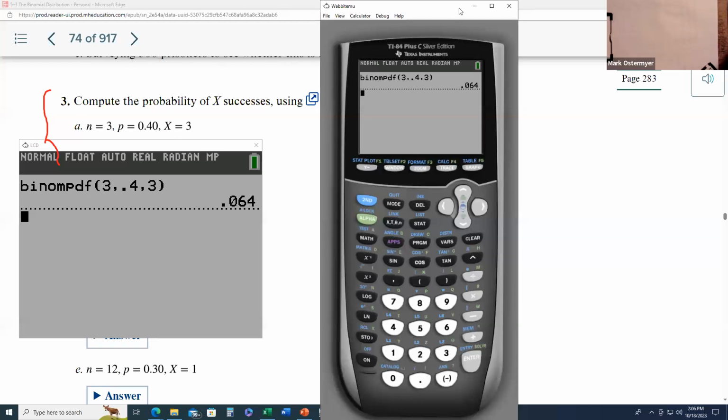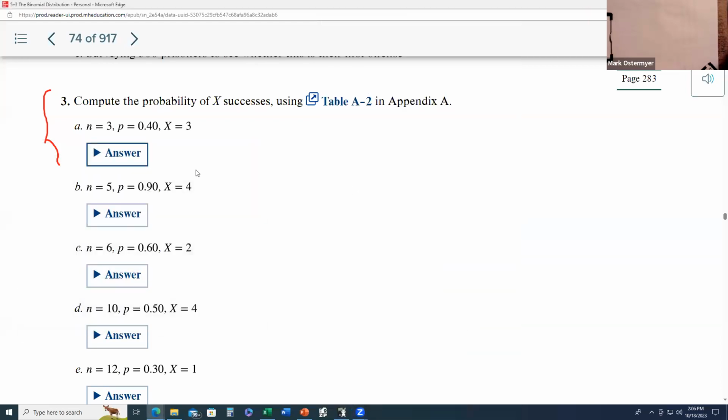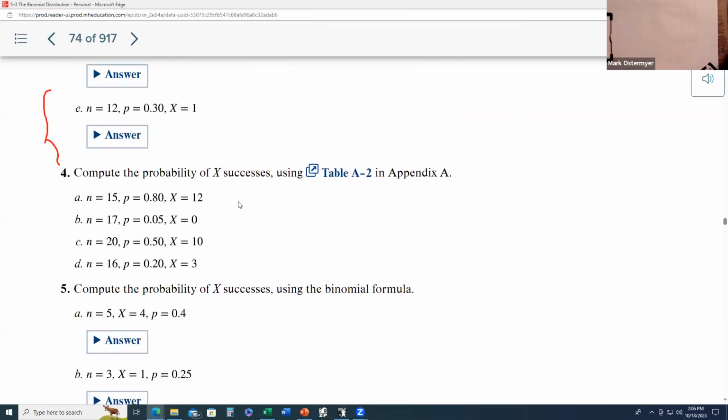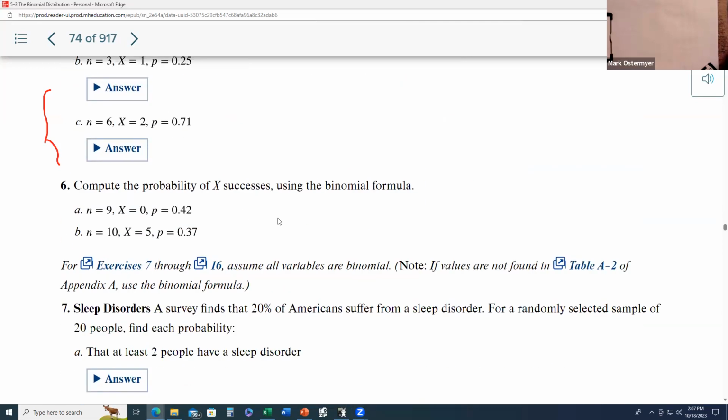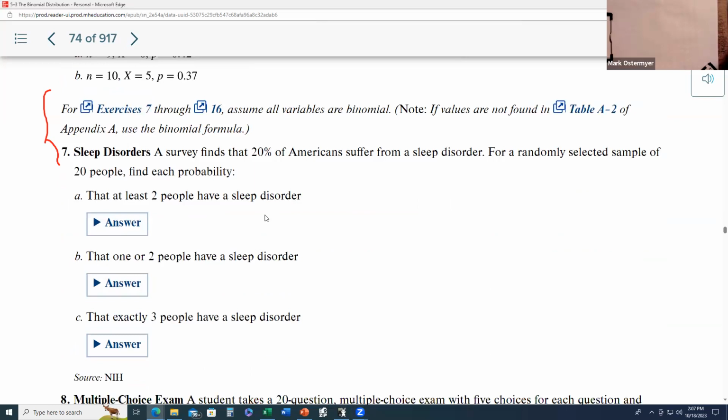All right, let's try another one here. Good, moving on. These are just more of the same. Here we go. Number 7 here. Let's read this. It says, a survey finds that 20% of Americans suffer from a sleep disorder. For a randomly selected sample of size 20 people, find each of the probabilities.